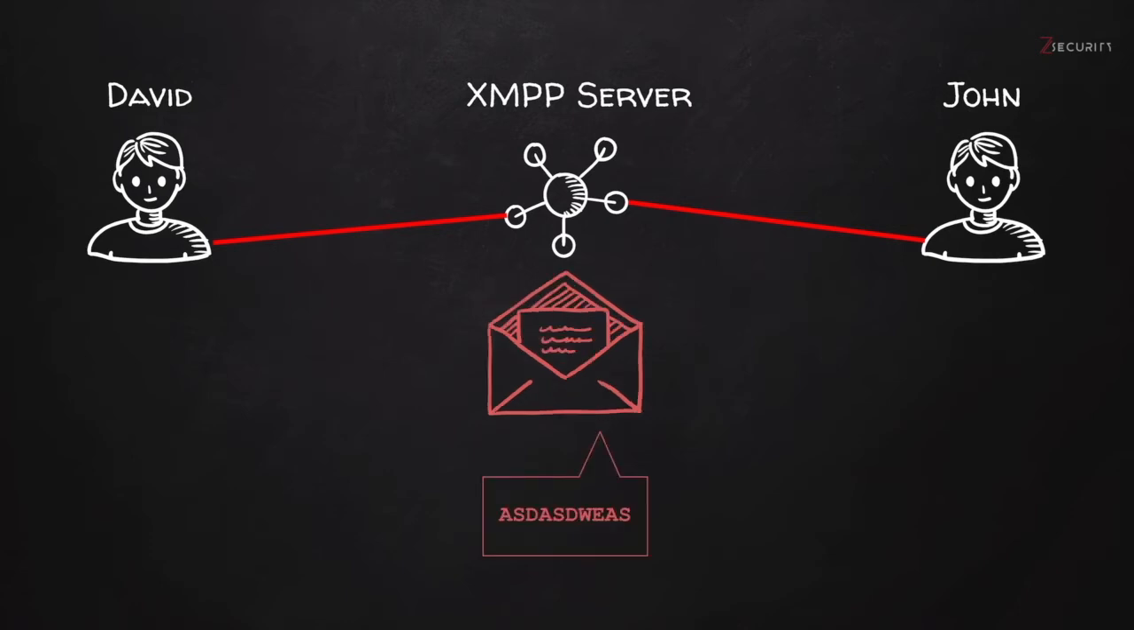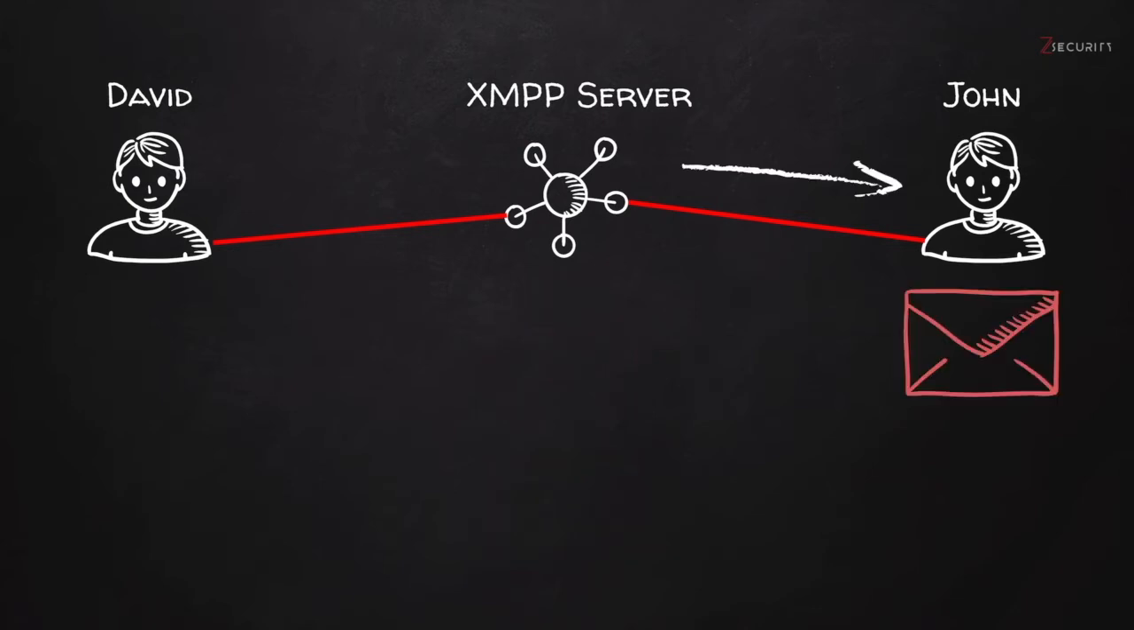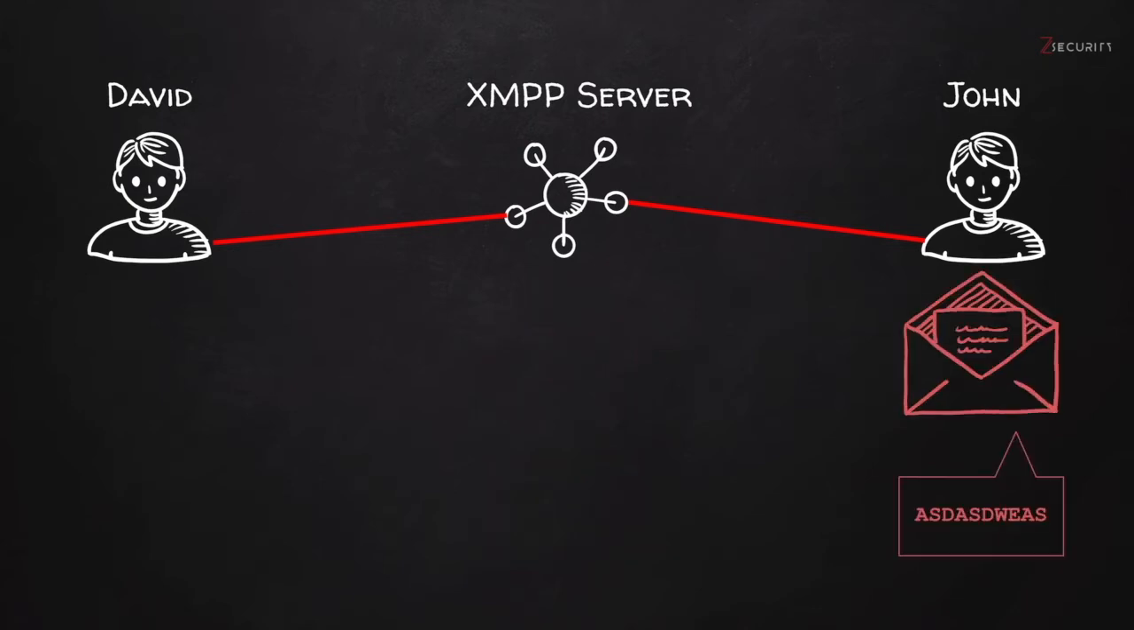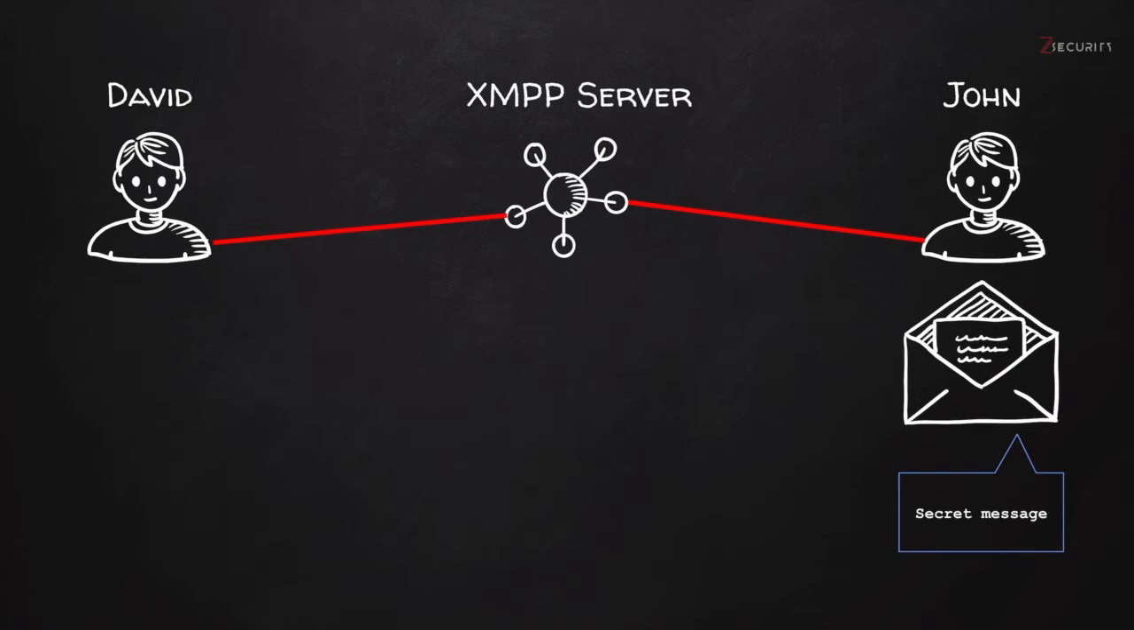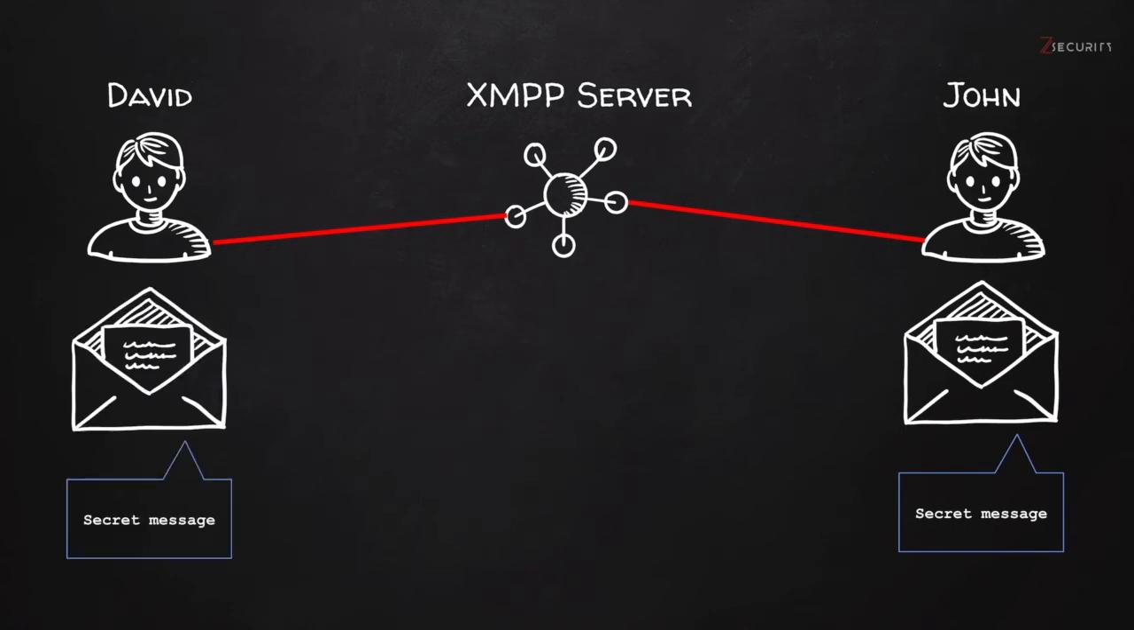It will not be readable. Then the server will relay this message to John. When John opens this message, it's still gibberish, and he will have to use a key to decrypt it and read the content of the message. This way, the only two entities that are able to read the content of the message are David and John, the sender and the receiver.